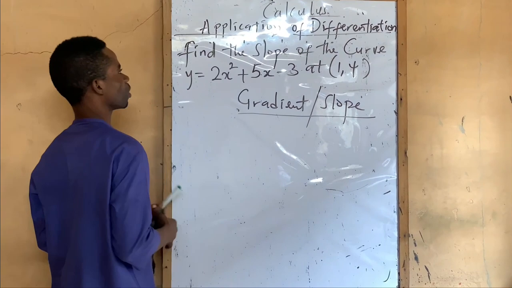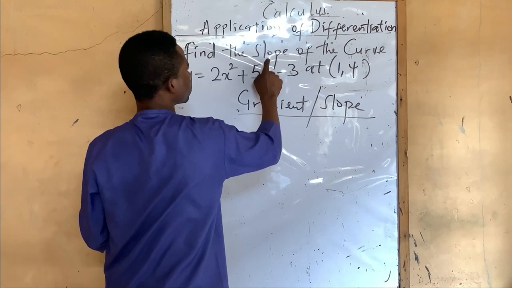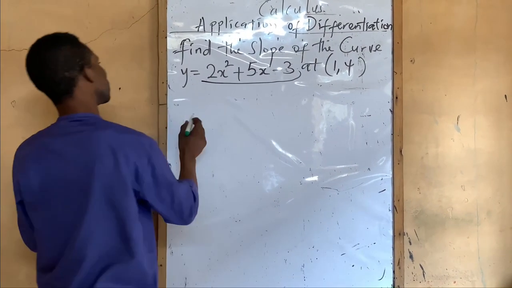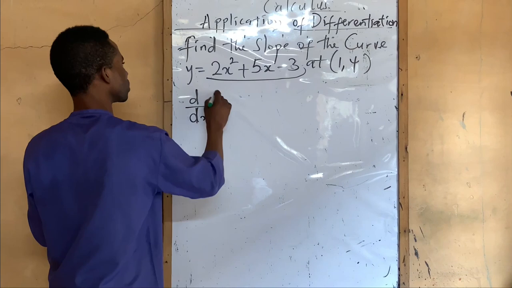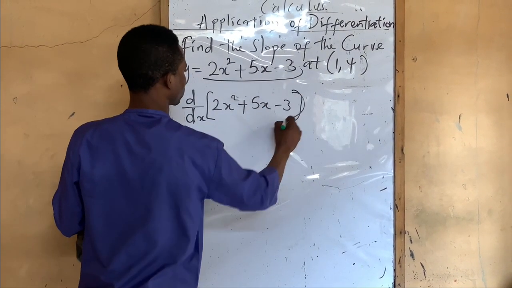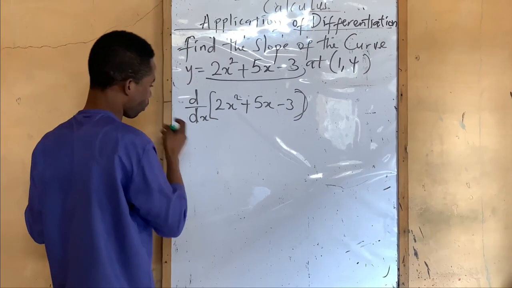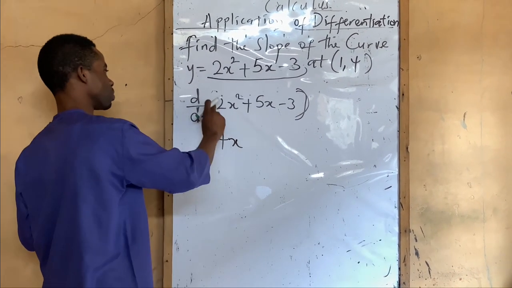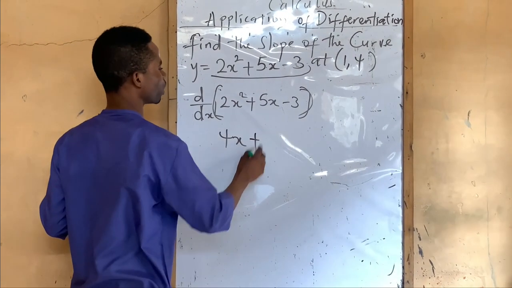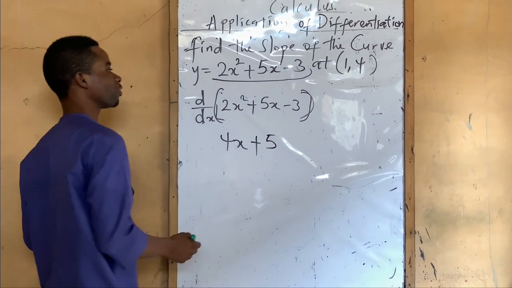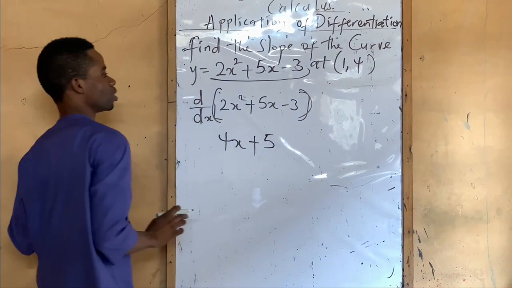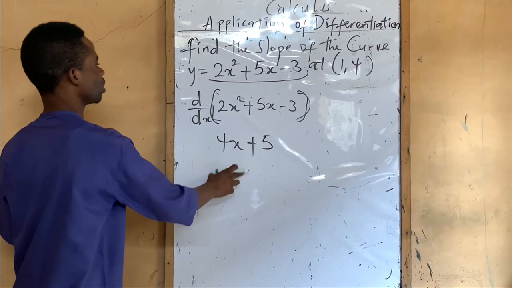So finding the gradient or the slope of the curve also means that you are differentiating this. So d/dx of 2x squared plus 5x minus 3. If I differentiate 2x squared, it gives me 4x: 2 times 2x, then subtract 1 from the power, so 4x raised to power 1 is 4x. Plus the differentiation of 5x is 5. Anytime you are differentiating a number with a coefficient, you just get that number. And the differentiation of an ordinary number is 0. So the differentiation of this is this. That's what they asked us to find.